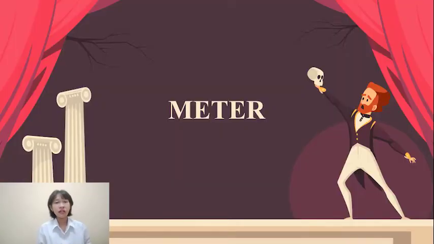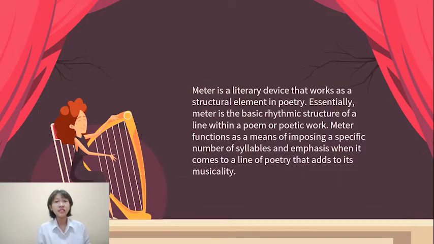Definition of meter. Meter is a literary device that works as a structural element in poetry. Essentially, meter is the basic rhythmic structure of a line within a poem or poetic work. Meter functions as a means of imposing a specific number of syllables and emphasis when it comes to a line of poetry that adds to its musicality. It consists of the number of syllables and the pattern of emphasis on those syllables.